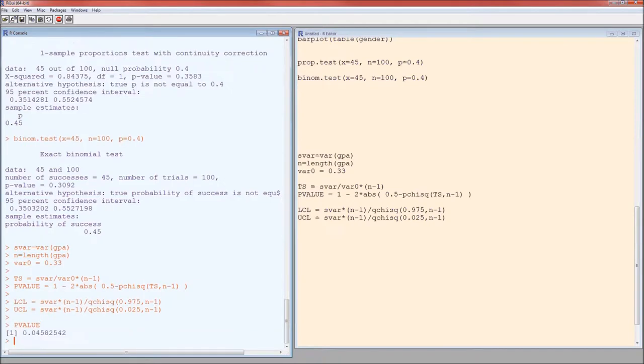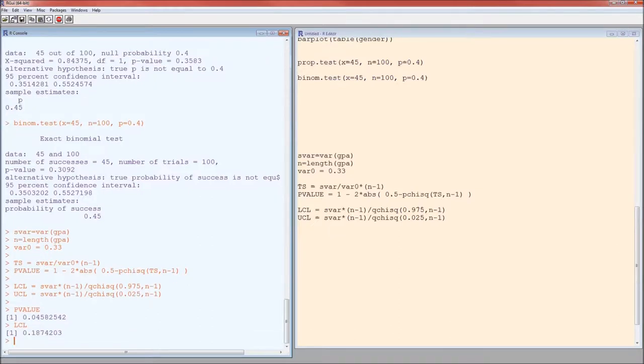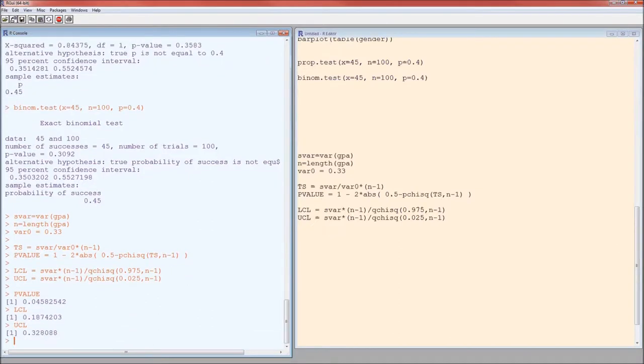We can get the p-value. P-value is 0.04582. That's less than alpha. Reject the null hypothesis. We can get the lower confidence limit and the upper confidence limit. Those two tell us that we're 95% confident that the true population variance is somewhere between 0.187 and 0.328. Now notice that our hypothesized variance of 0.33 is not within that interval. So it's no wonder that we rejected the null hypothesis, because according to the data, a variance of 0.33 is not reasonable, according to our 95% definition of reasonableness. If we had a different definition of reasonableness, such as 99%, we'd have a different conclusion.